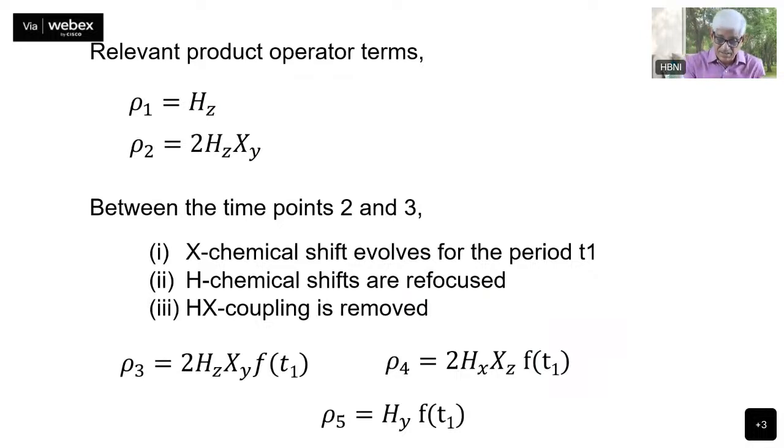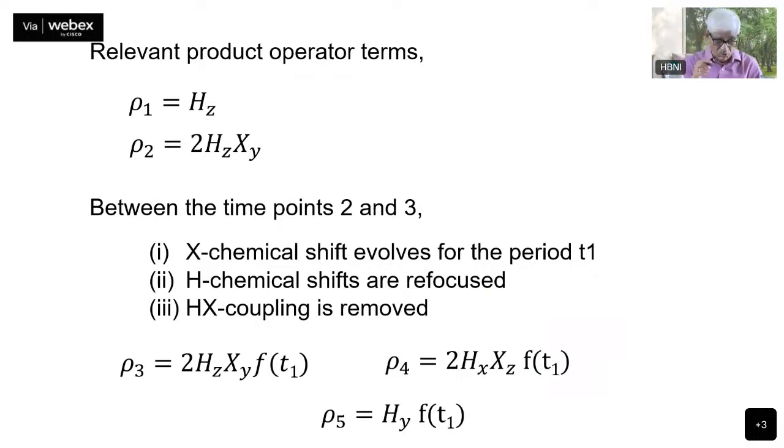Now between the time points 2 and 3, what all things will happen? X chemical shift evolves for the period T1, because the magnetization is all on X. Therefore, it is the X chemical shift. The proton chemical shifts are refocused. There is a 180 pulse in the middle of this T1 period. Therefore, chemical shifts of the protons do not appear. Then you might say, where do the proton chemical shifts come?